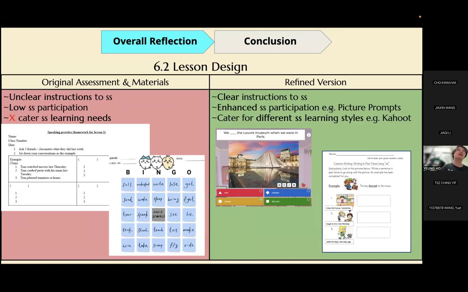For the lesson design, first of all, we didn't have clear instructions for students, and there was low student participation. We could not cater to students' learning needs. And right now, we have clear instructions for students. We enhance students' participation and cater for different students' learning styles. Next slide, please.